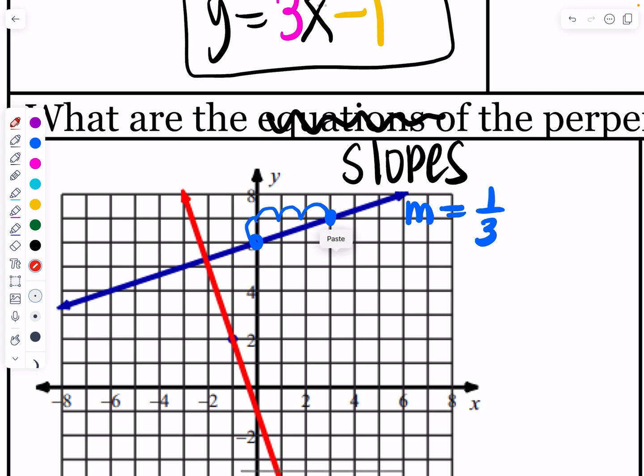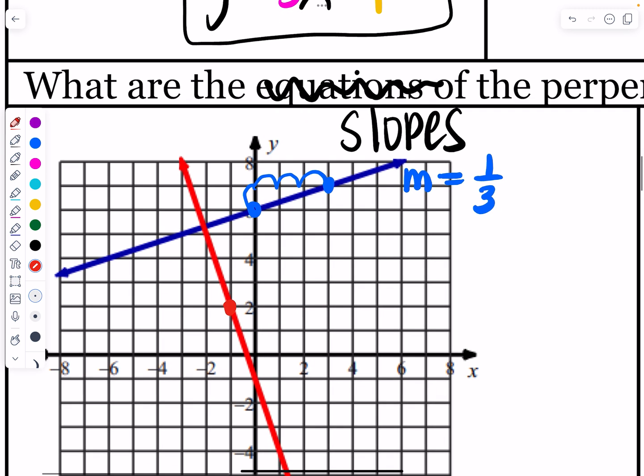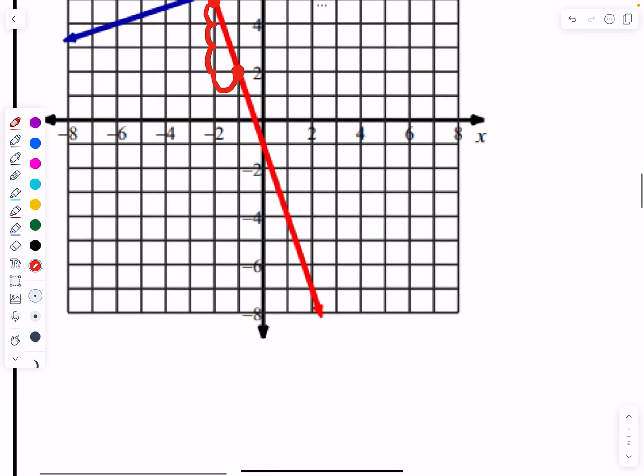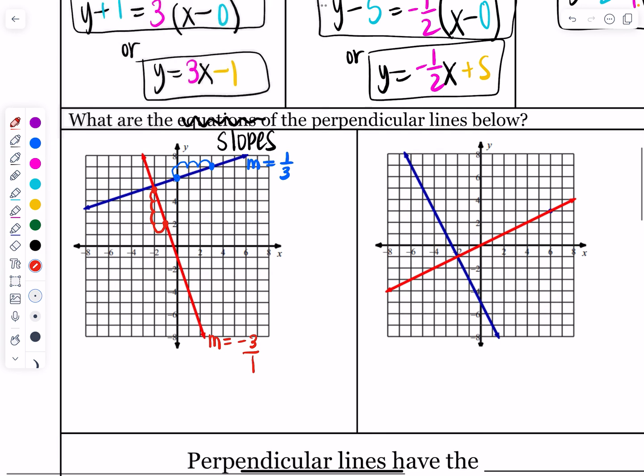The red line, let's pick 2 points. Here we go. So that is down 1, 2, 3. So down 3 and right 1. We know it's going to be a negatively sloped line. So that's going to be negative 3 over 1. And so we have 1 is a positive 1 over 3. And then the other slope that's perpendicular, it says that they're perpendicular, which means they cross each other at 90. The other slope is negative 3 over 1.